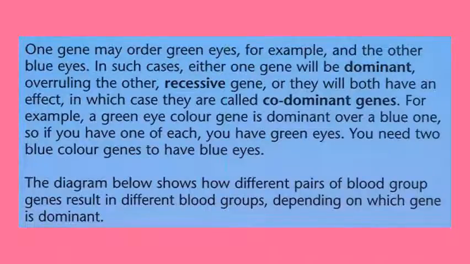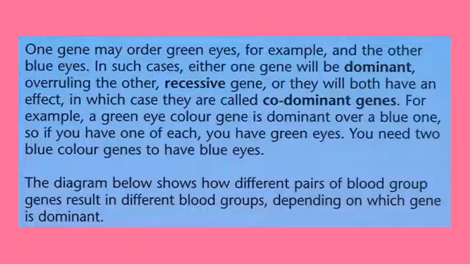One gene may order green eyes, for example, and the other blue eyes. In such cases, either one gene will be dominant, overruling the other recessive gene, or they will both have an effect, in which case they are called co-dominant genes. For example, a green eye color gene is dominant over a blue one. So if you have one blue and one green, you will have green eyes. You need 2 blue color genes to have blue eyes.